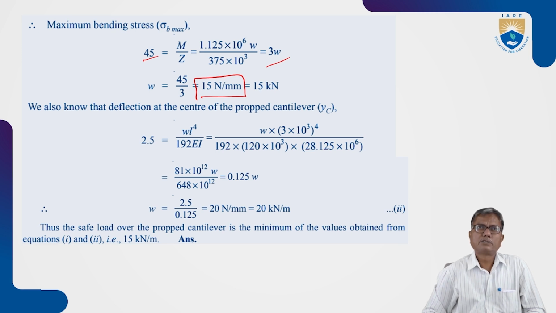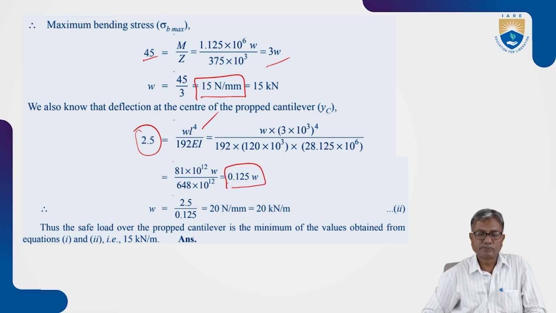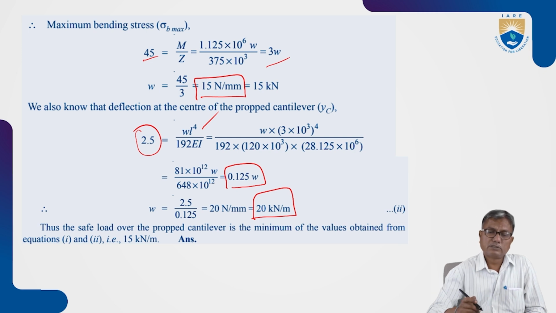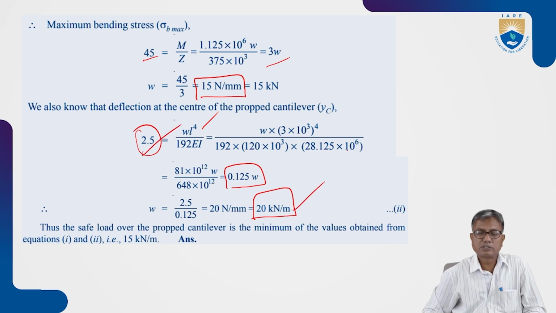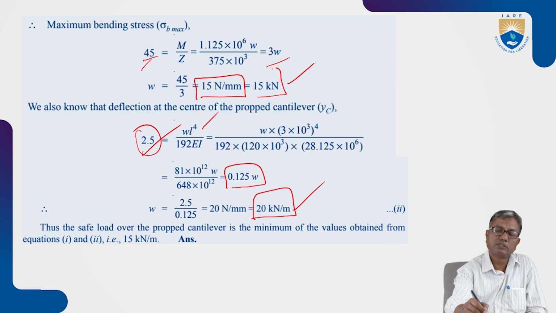Also, we find W by using the other condition of maximum deflection. The second condition on deflection is given, which is 2.5 millimeters maximum deflection. So the deflection is WL power 4 by 192 EI. Using this, we find W, which is 20 kilonewton per meter, the safe load satisfying this second condition.